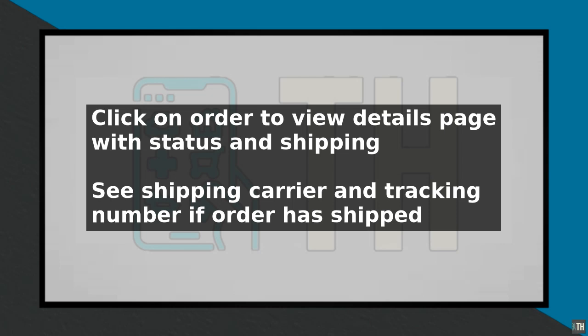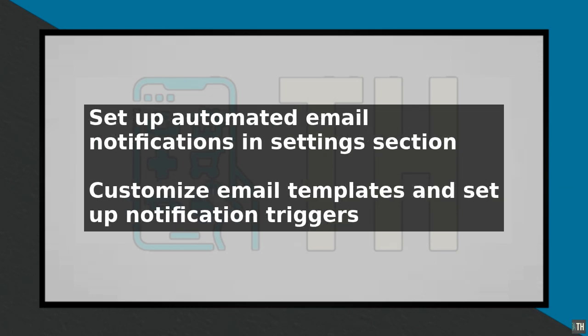To set up automated email notifications, go to the Settings section of your Shopify admin panel and click on Notifications. Here you can customize the email templates and set up the notification triggers. For example, you can set up a notification to be sent to the customer when the order is shipped, and another notification when the order is delivered.